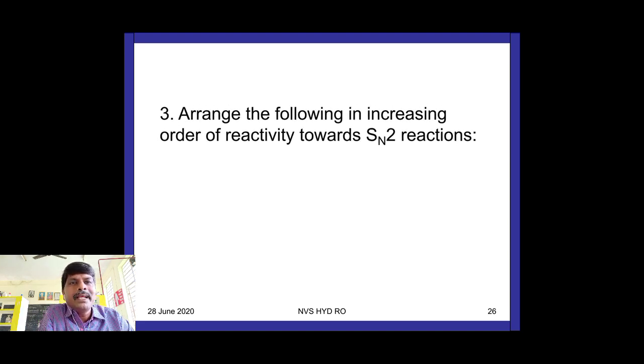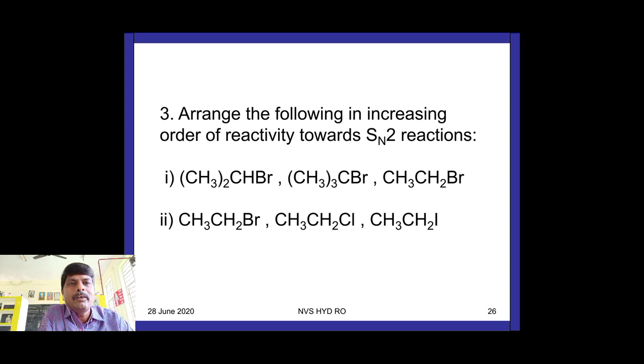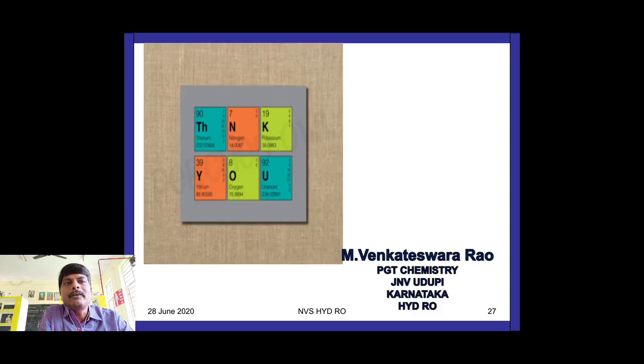Arrange the following in increasing order of reactivity in SN2. Here it is the SN2 mechanism. Which one follows SN2 more easily? That has to come last in the increasing order. So you have to start from less reactivity to more reactivity.